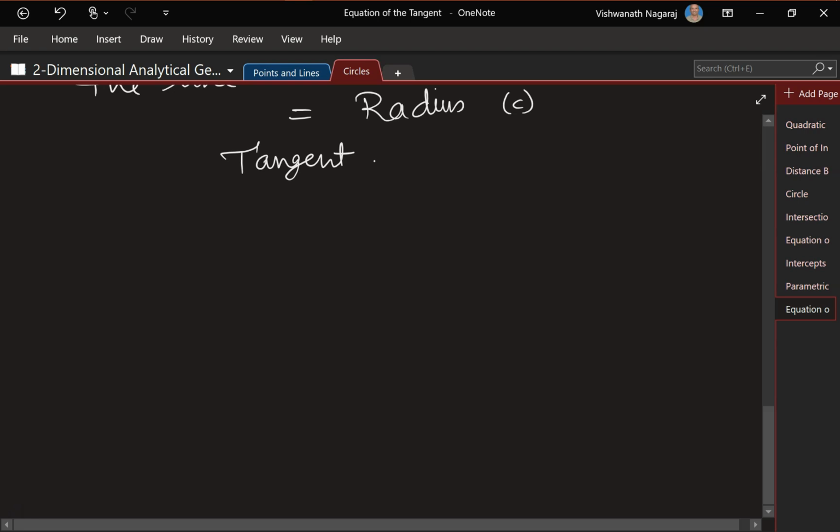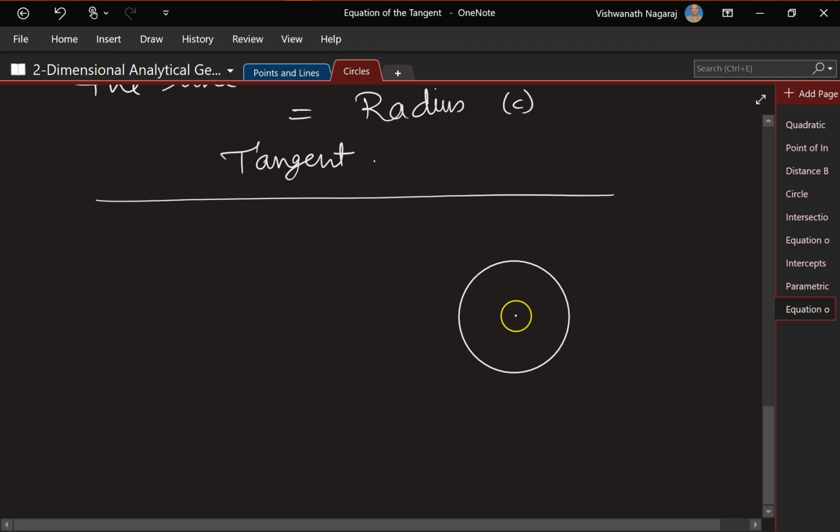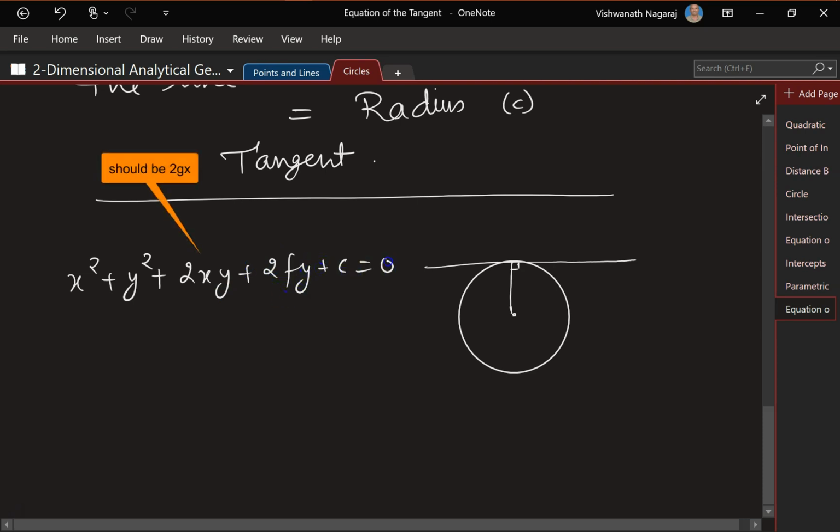So now let's try to figure out the equation. Okay, and this is the center, this is the tangent. Remember, this is perpendicular. Now we know the equation of the circle is x square plus y square plus 2gx plus 2fy plus c equal to 0. And we know in this the center is, let's say this is C.